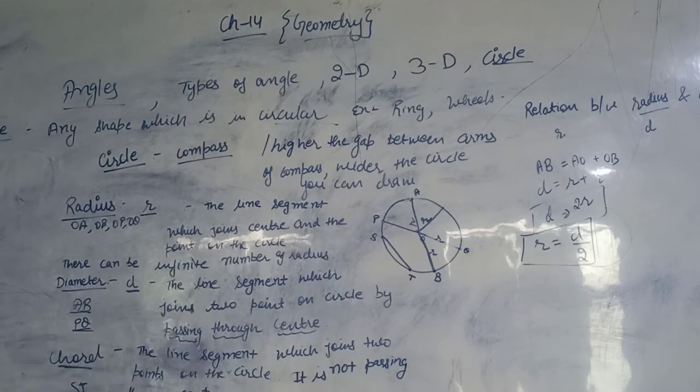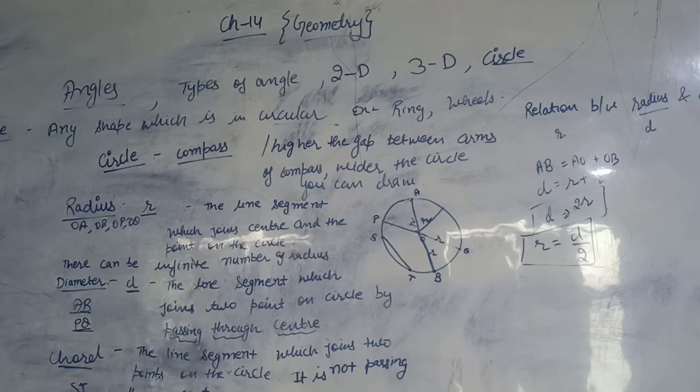If you find the complete inside, then that will be the area of the circle, right? So in 2D shapes that is perimeter, and in a circle that is circumference. So what is circumference, beta? Circumference is the length of the boundary of the circle.